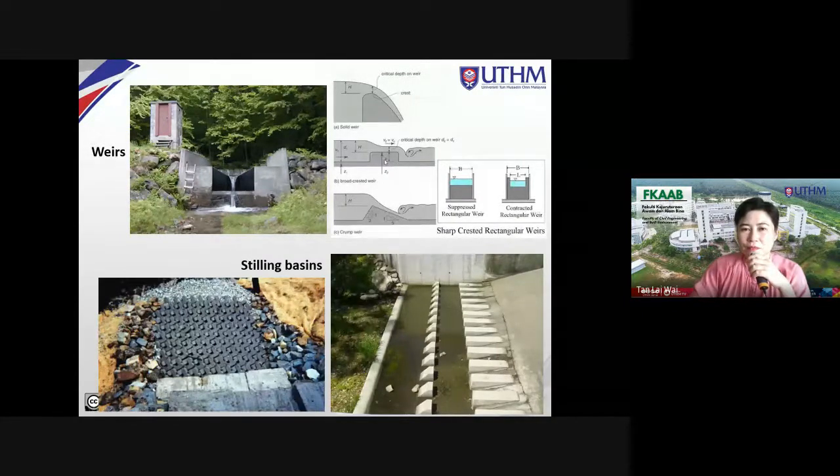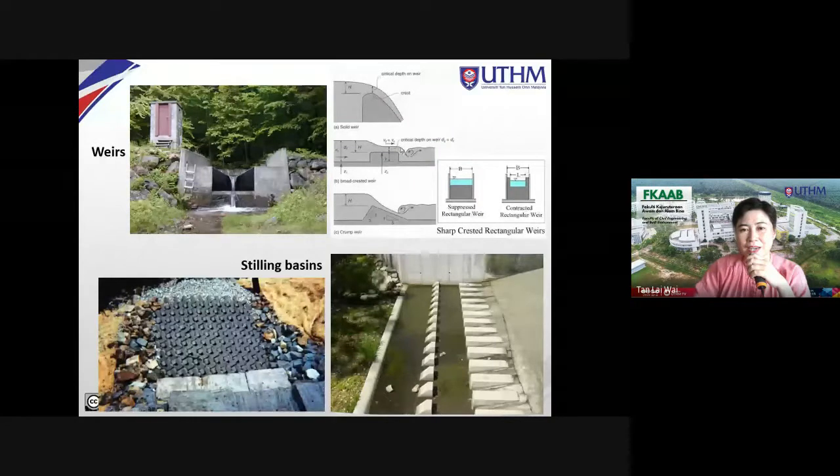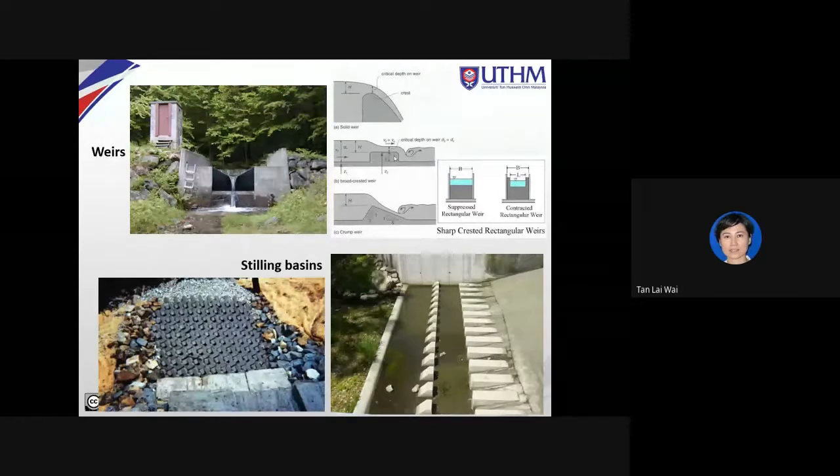For example, here on your right, you have three types of weir. You have solid weir, you have broad crested, you have crump weir. This is known as a crump weir. For the broad crested, if the thickness of the crest is 60% or more of the thickness of the nappe, which is the thickness of water that goes above it, you can classify it as broad crested.